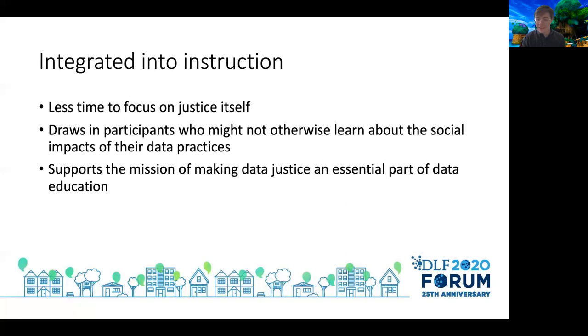And ultimately, this supports the goal also that data justice will hopefully not always be taught by librarians, but will also be incorporated into data science curricula and taught by faculty as just a matter of getting your degree.